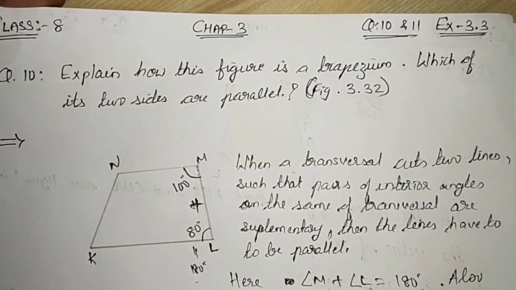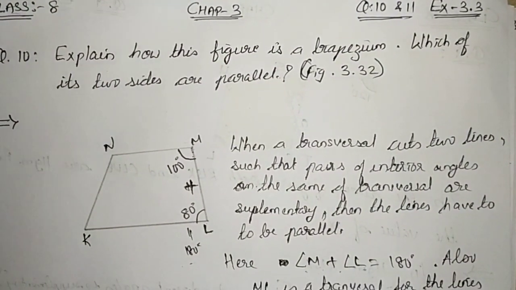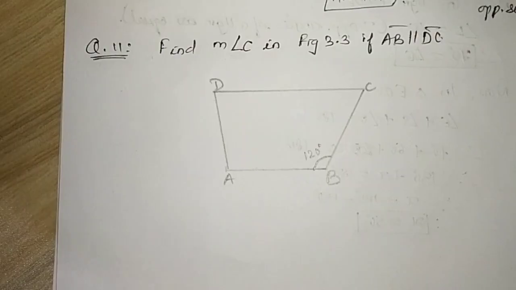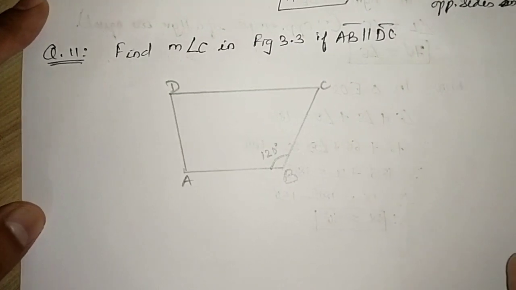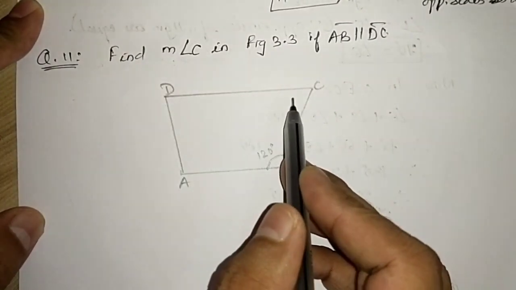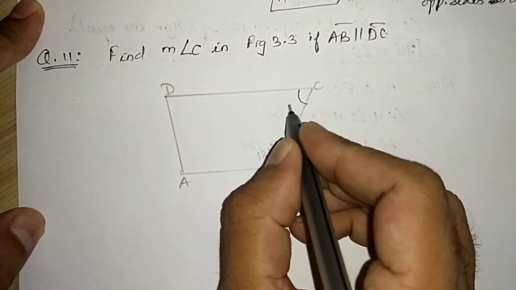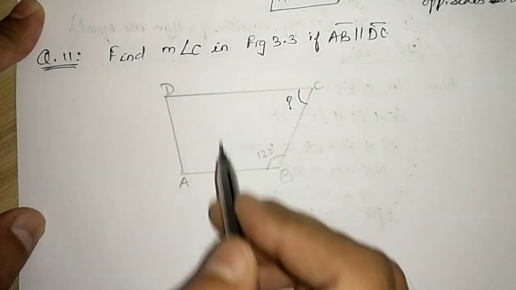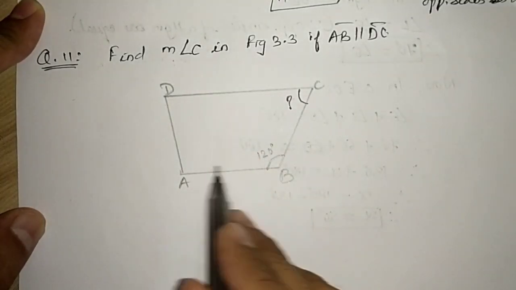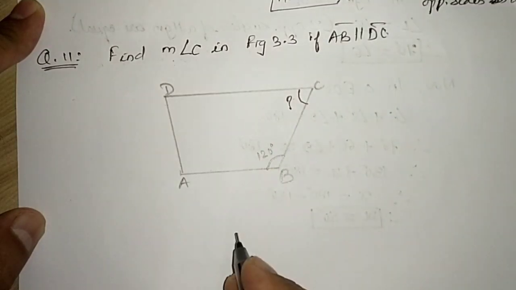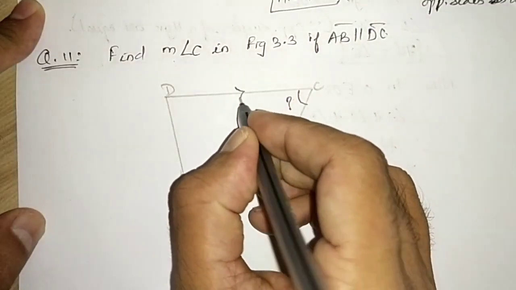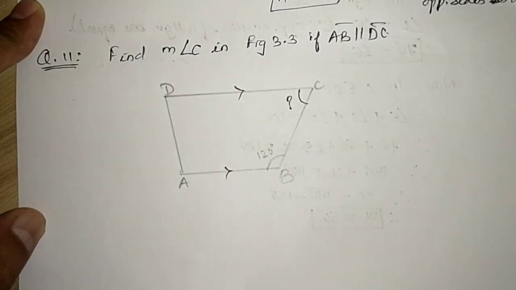Let me first write question number 11, then I will explain to you. So I have written question number 11. Question number 11 says find the measure of angle C. We have to find the measure of angle C in figure 3.33. This is the figure which is given in the textbook. AB is parallel to DC.